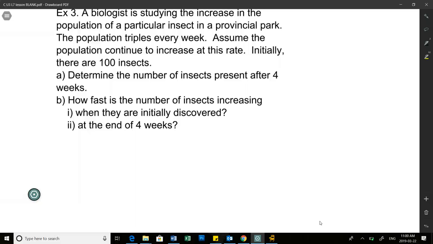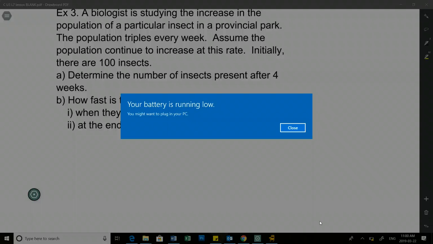A biologist is studying the increase of population in a particular insect in a provincial park, or of a particular insect.